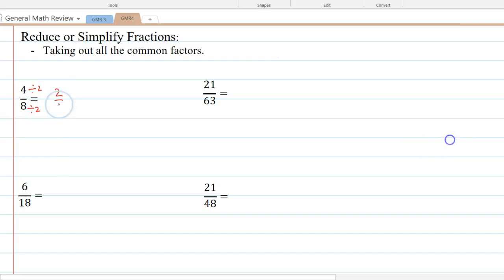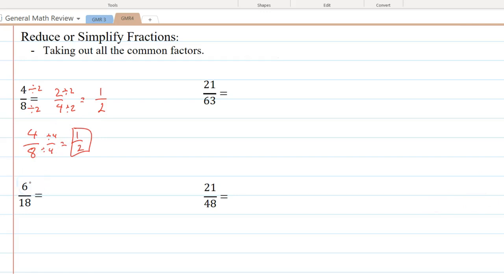That gives me 2 over 4. But 2 over 4 are still even numbers. So again, I can divide by 2, which is going to give me 2 divided by 2 is 1 over 2. Now, if you knew your multiplication tables, you would see that 4 and 8 are both divisible by 4. So if I had the original question, 4 over 8, then I could have divided both the top and the bottom by 4, which is going to give me 1/2. It's the same way. Key part to remember is whatever you do to the top, you also do to the bottom.